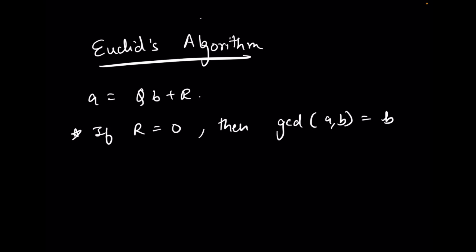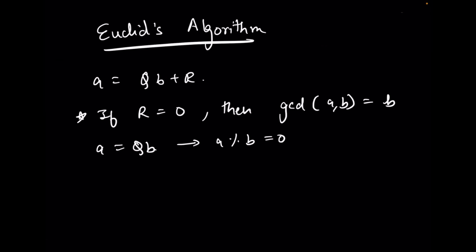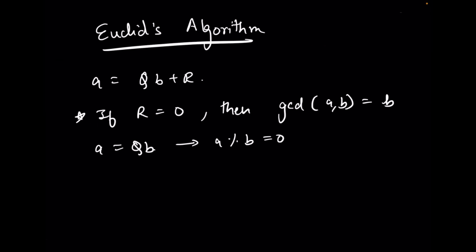Okay, how do we know this? Firstly, we know that B is definitely a common factor of A and B. Because if R is 0, then A can be written as Q into B, which means that B is a factor of A. And B obviously is a factor of itself. So B is a common factor of A and B.